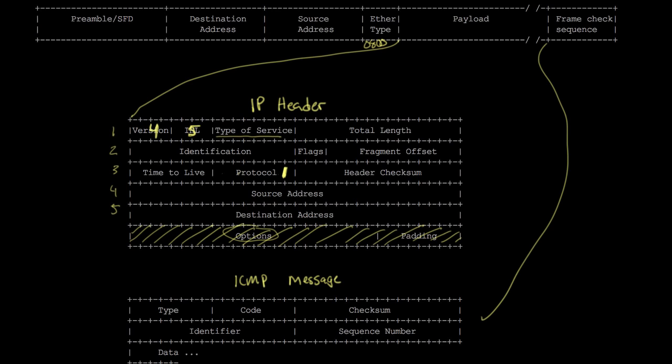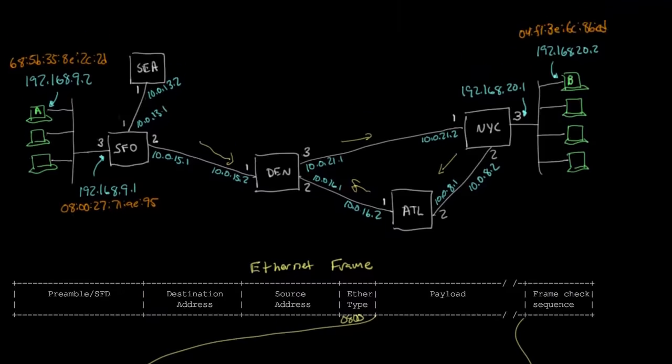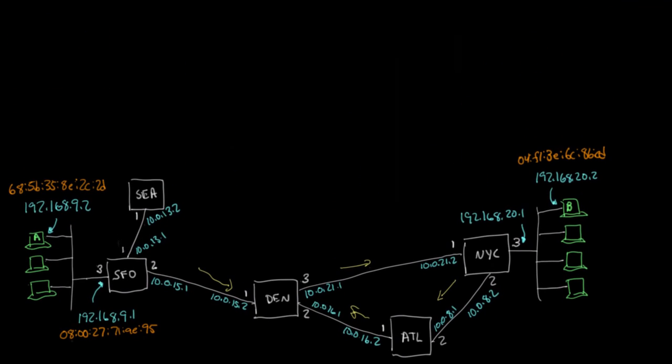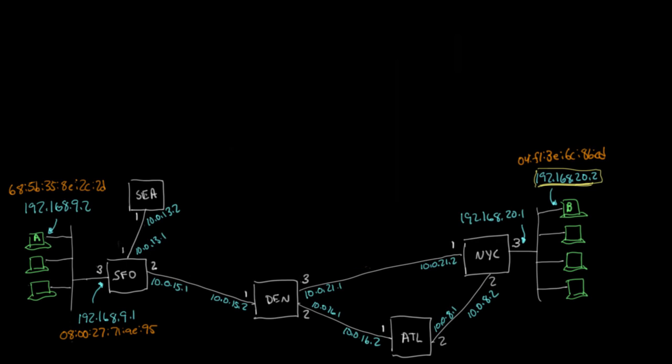But for now, let's go back up and look at our network and look at exactly what these routers are doing as we go through. So remember, we have a packet that we're sending from this 192.168.9.2 address over here, and the destination is the 20.2 address over here. So this is the destination address in our packet, and it's the destination address that each of these routers is looking at. So all of the routing decisions are based just on the destination address.